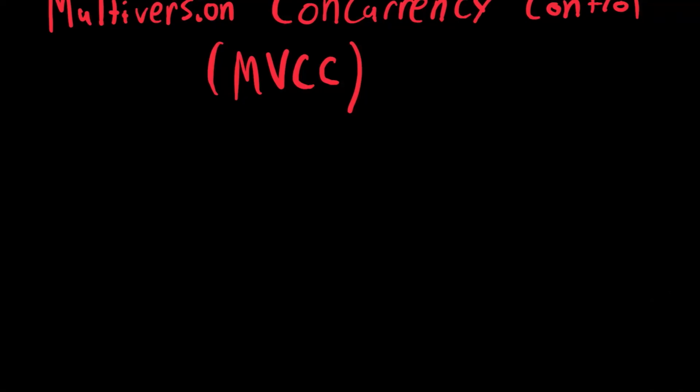In this video, I want to talk about Multiversion Concurrency Control, or MVCC. This is something that's super important for how databases manage so many people trying to access the same information at the exact same time. Specifically, this is how MVCC works in Postgres.